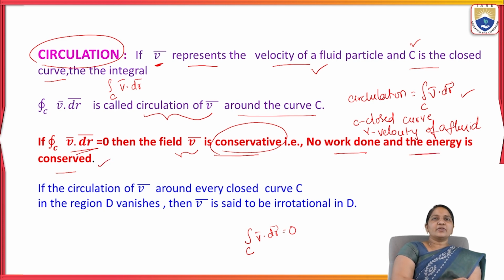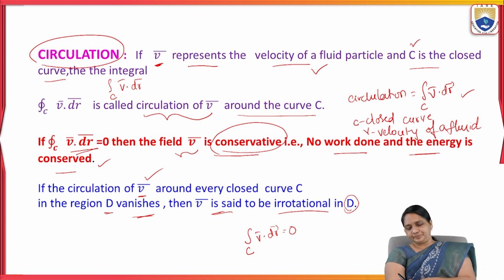Here you have to remember: no work done and the energy is conserved. If the circulation of V bar around every closed curve C in the region D vanishes, then V bar is said to be irrotational in D. If the circulation of V bar around every closed curve C vanishes, then we can say that V bar is irrotational in that region D.